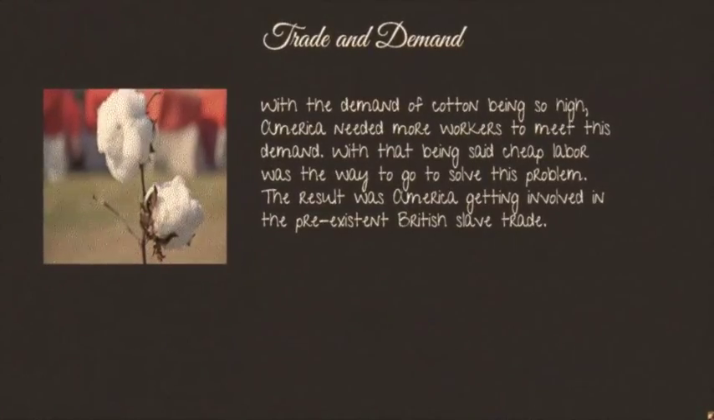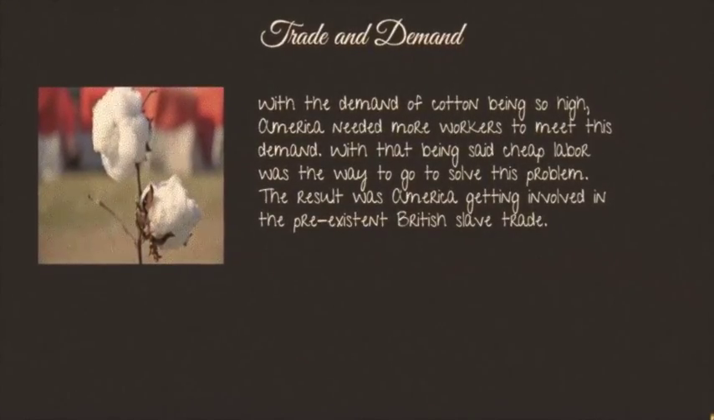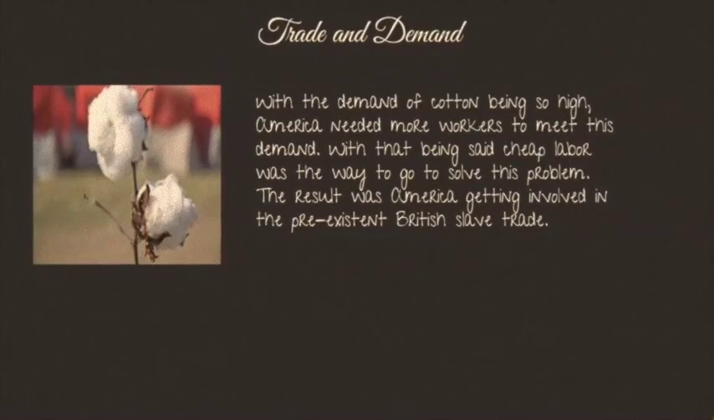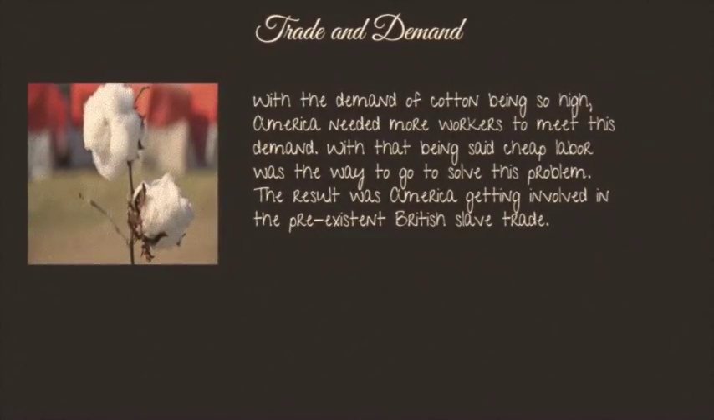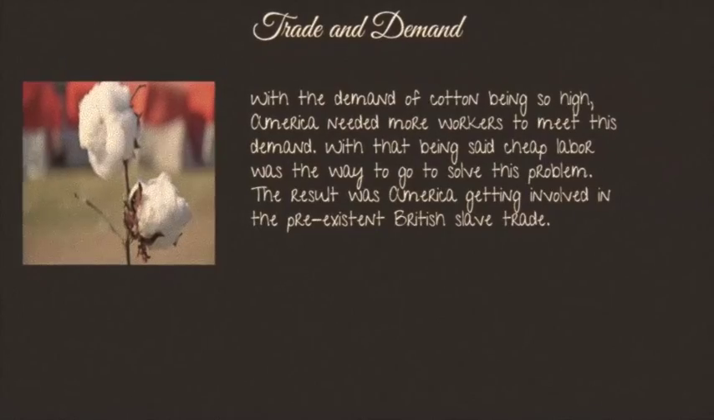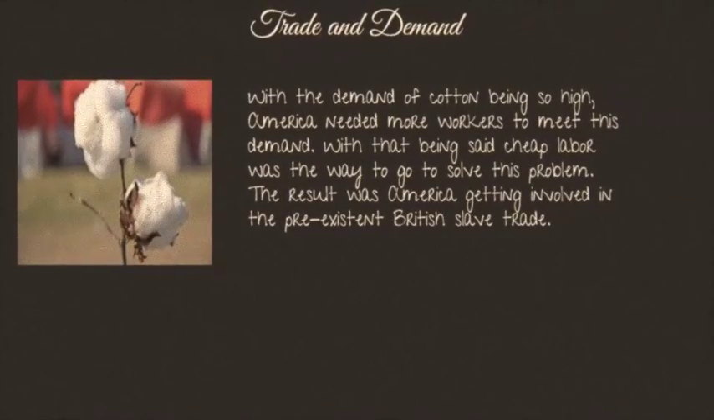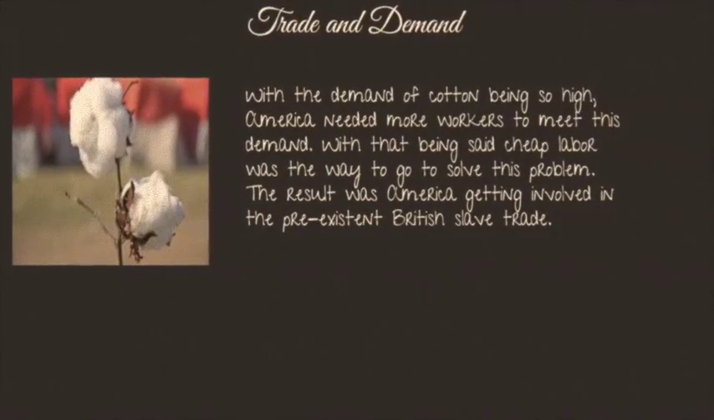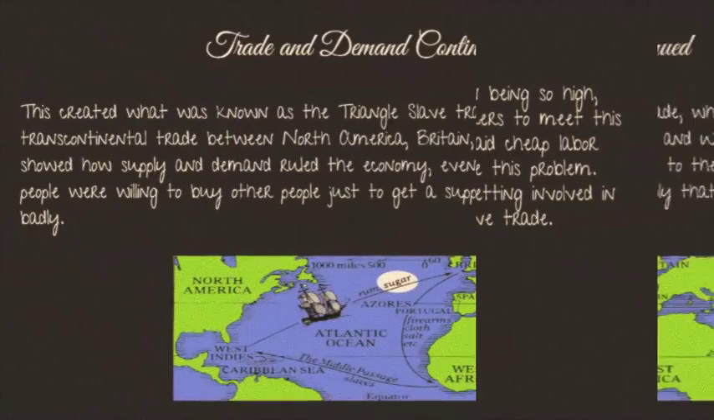Trade and demand. With the demand of cotton being so high, America needed more workers to meet this demand. With that being said, cheap labor was the way to go to solve this problem. The result was America getting involved in the pre-existent British slave trade.